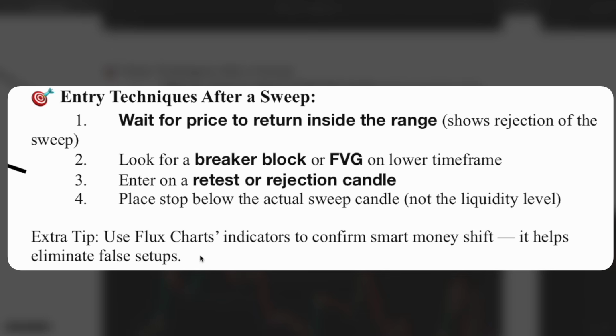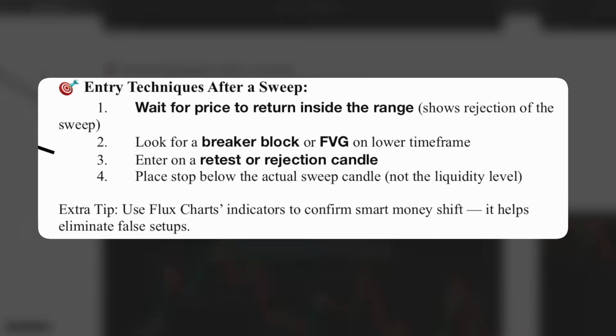Extra tip, I'm going to show you how you can add Flux Charts indicators to confirm the smart money shift. It helps eliminate false setups.